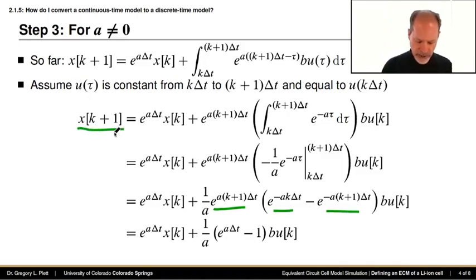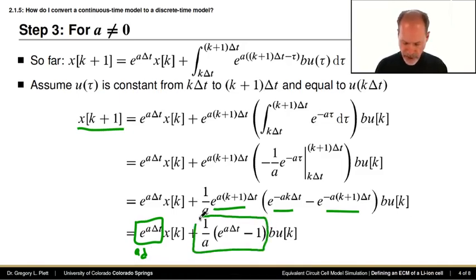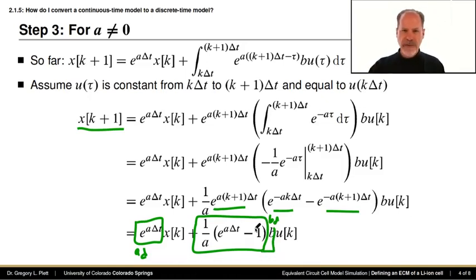I have new x equals this here, which we'll call AD, times old x plus this constant value right here, which we'll call BD. Actually, we'll combine it with B to call it BD, multiplying the input. So I have new x equals something times old x plus something times the input signal, which is what we had desired to accomplish. And now you see how we can compute AD from knowledge of A, and how we can compute BD from knowledge of A and B.